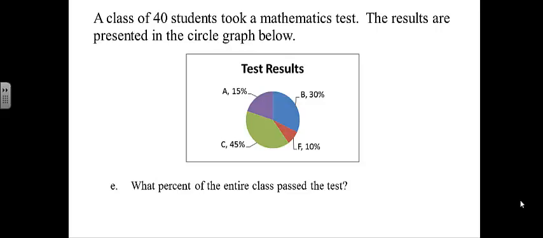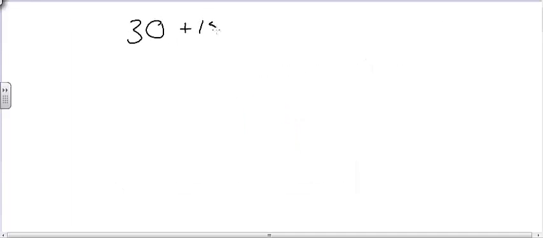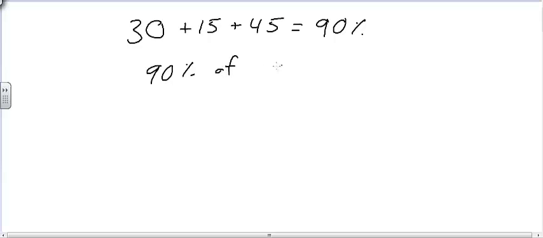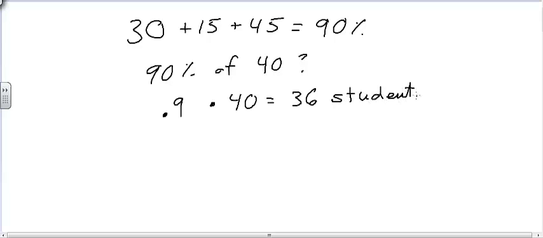So looking at my A, B, and C regions, I have 15, 30, and 45%, which when you add up, we'll get 90%. Again, from 30 plus 15 plus 45. Now I'm saying, what is 90% of my total, which is 40 students? As a decimal, 90% becomes 0.9 or 0.90. I'll translate to multiplication, and 40 is 40. Now multiply 0.9 times 40 to find the total number, and that will be 36, or more specifically, 36 students passed the test.